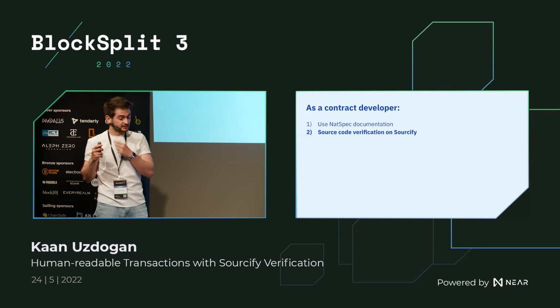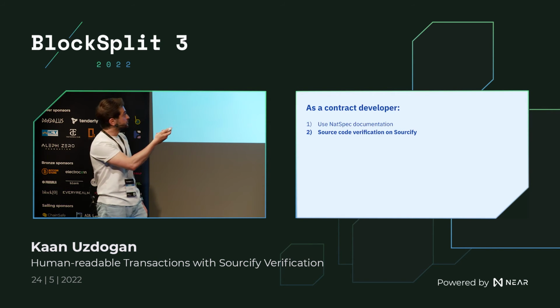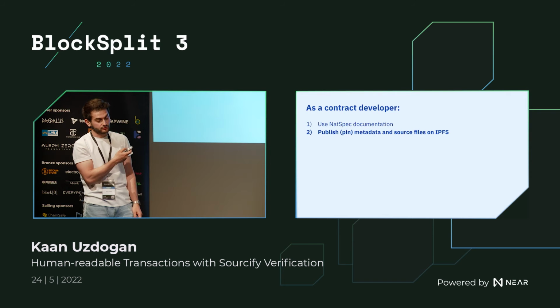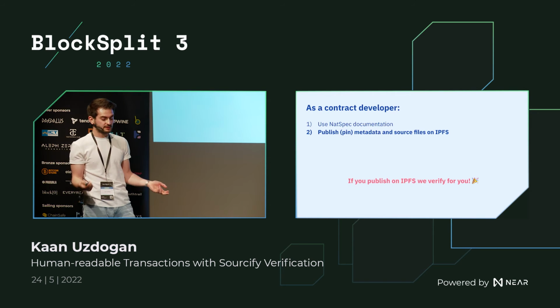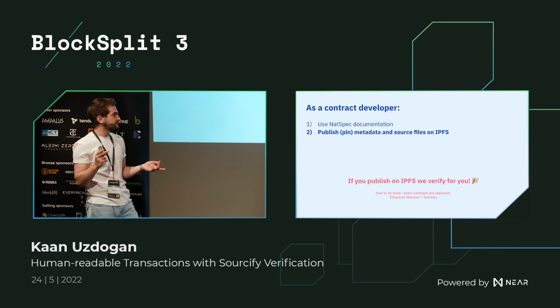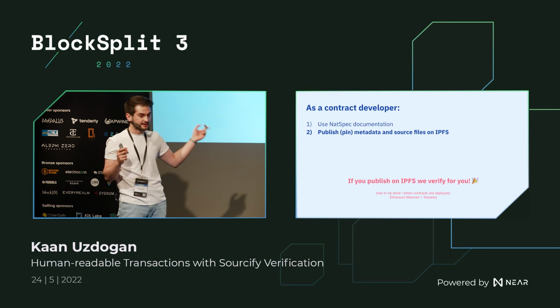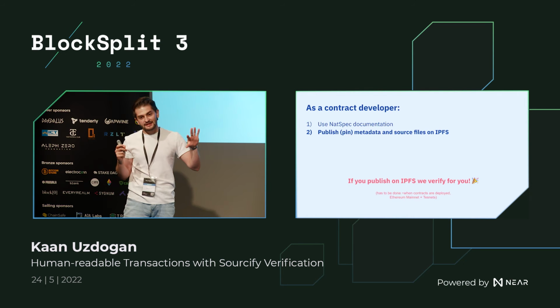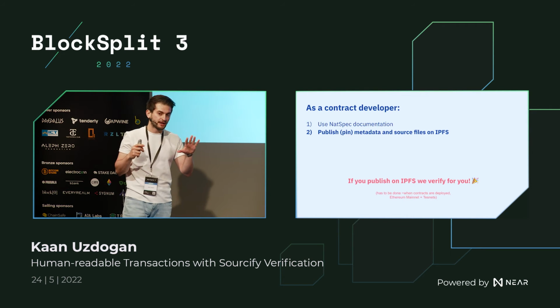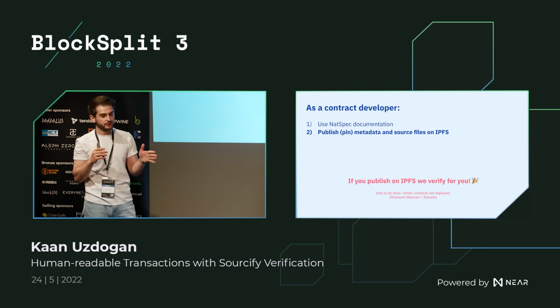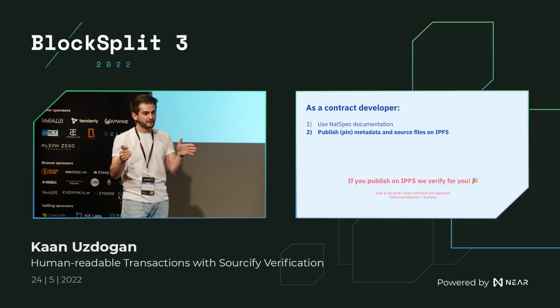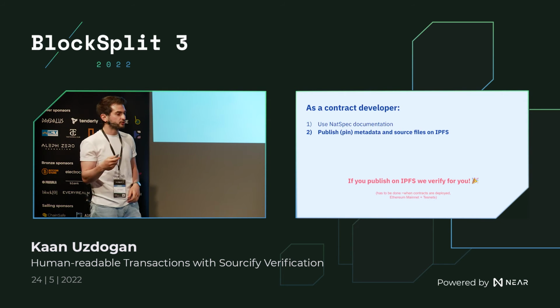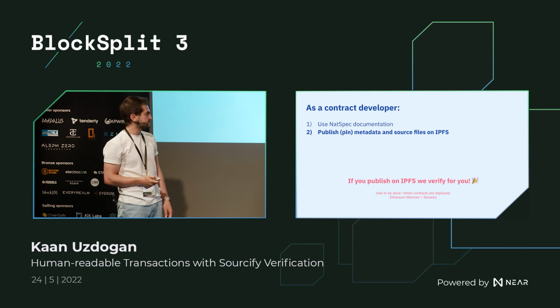So that means you don't have to go to Sourcify and verify it. You just have to publish and pin the metadata and the source files on IPFS. So if you publish on IPFS, we verify for you. But with a side note, only on Ethereum mainnet and testnets. And this has to be already published around when the contract is deployed. We have a buffer of around 5 minutes, but before deploying or at the time of deploying, it should be published.